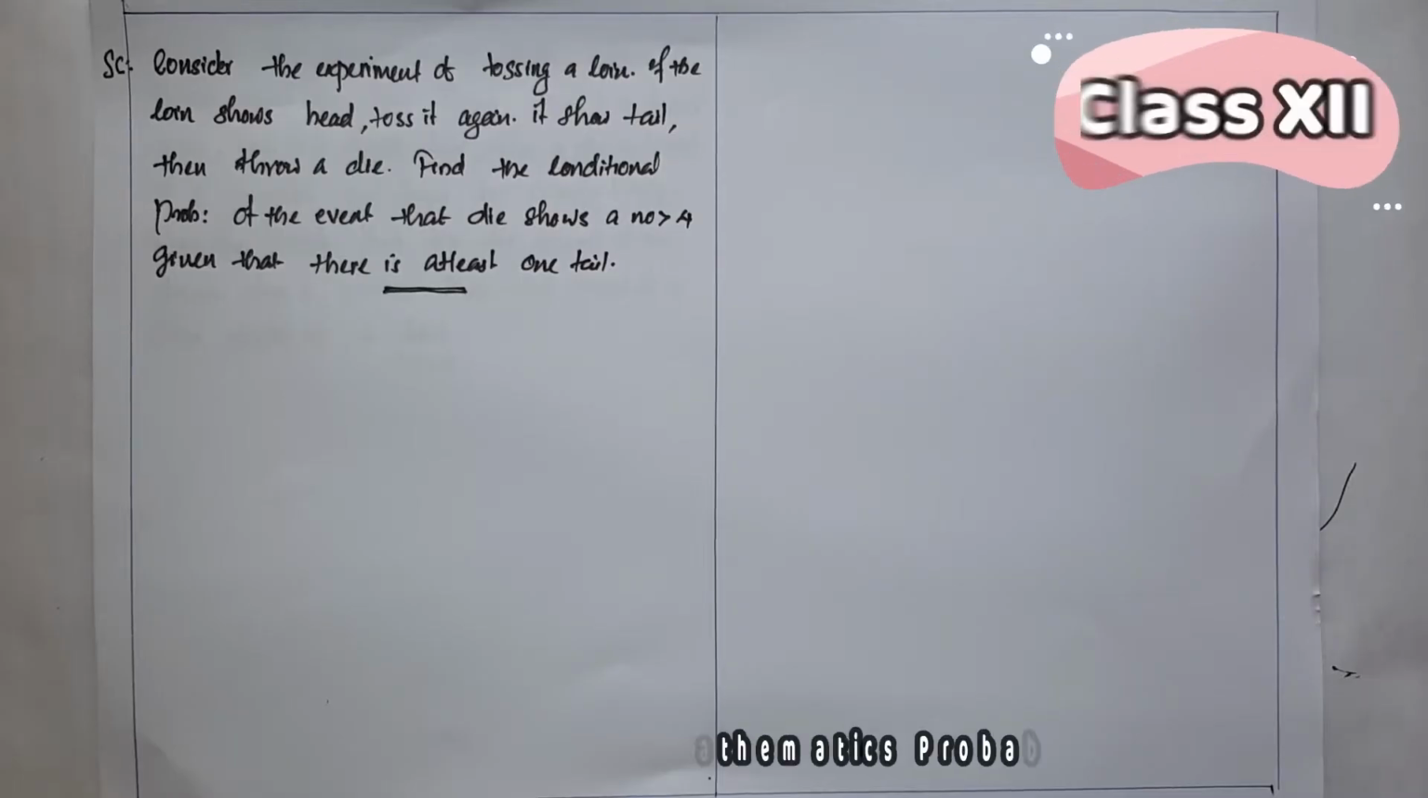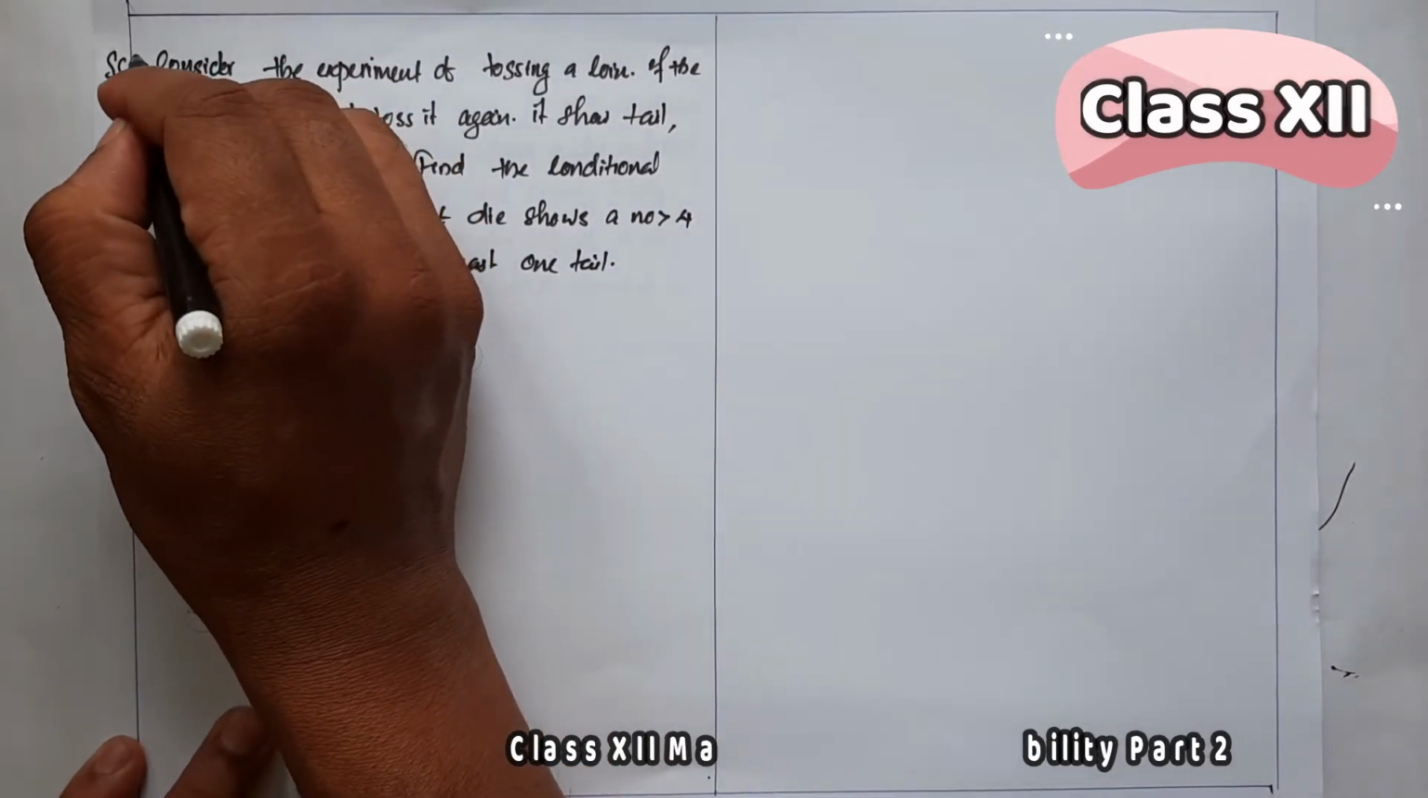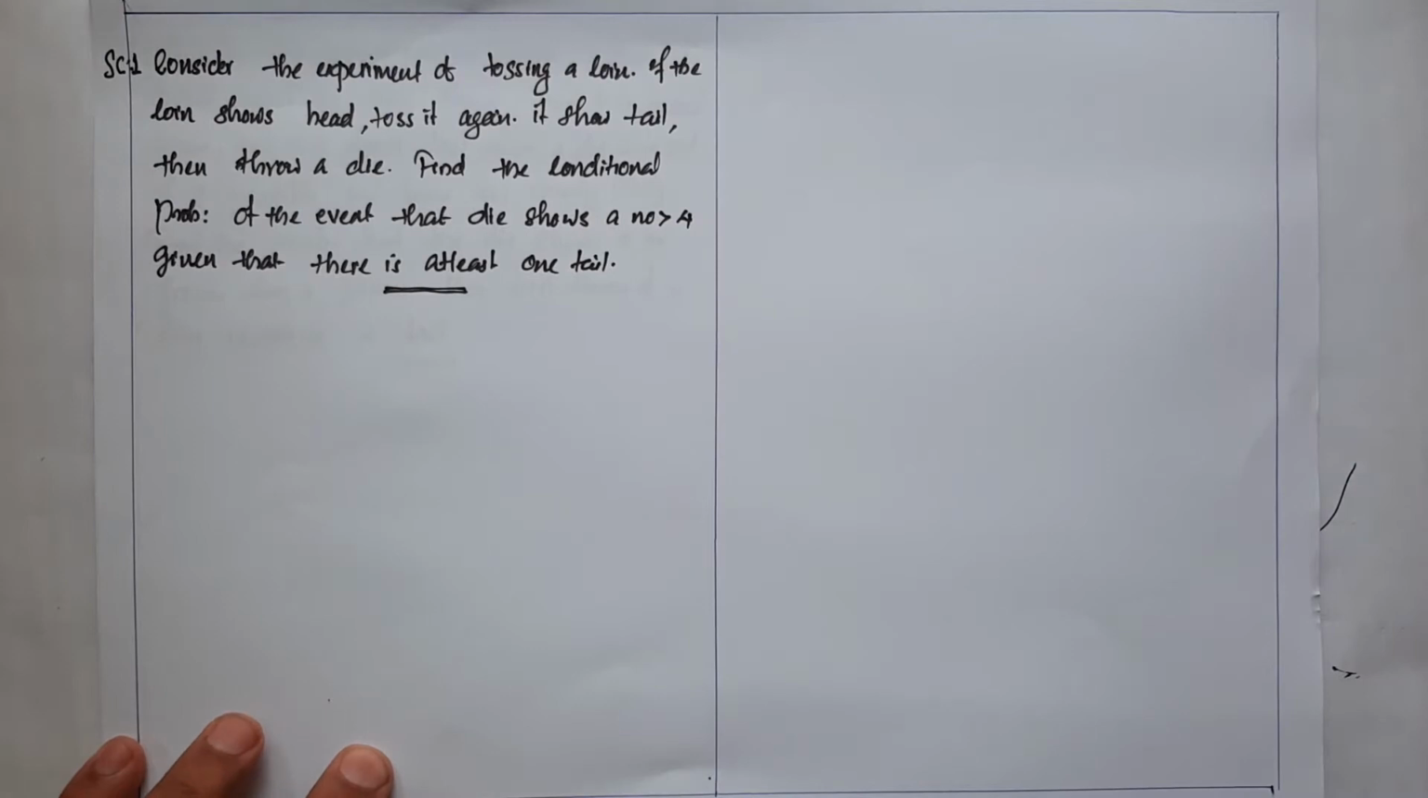Now, we discuss some special problems based on the topic conditional probability. Here, we discuss some problems that use a different way of finding the conditional probability.